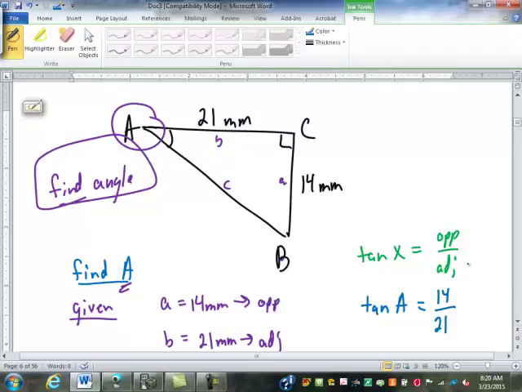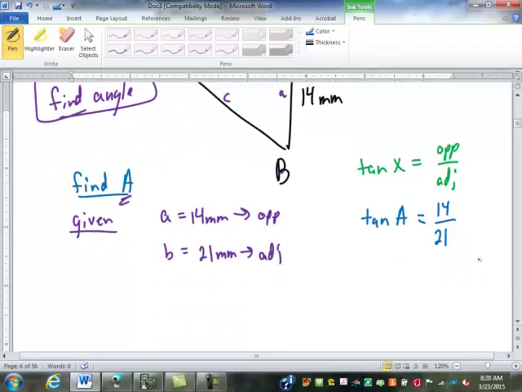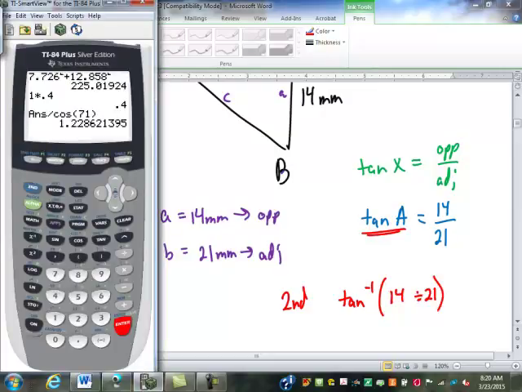Now here, it's different. We are not going to turn this into a proportion. What's different about this one? All the other ones we've been looking at, we were looking for one of the sides. This time we are looking for an angle. So to find the angle, we're going to do an inverse tangent. So it's second tangent, and then inside there, it's going to be 14 divided by 21, close the parentheses, and we get 33.69 degrees.